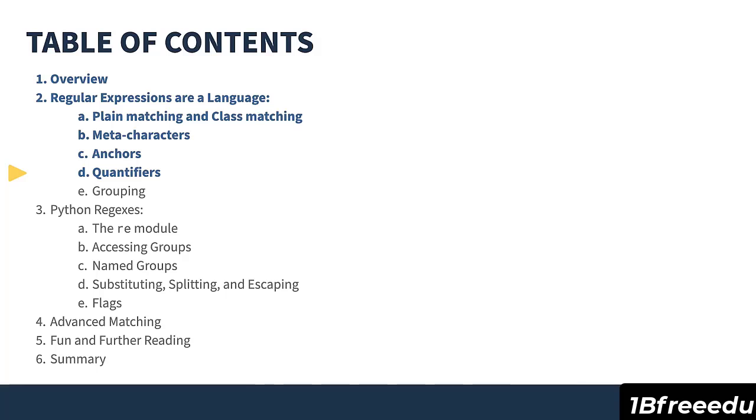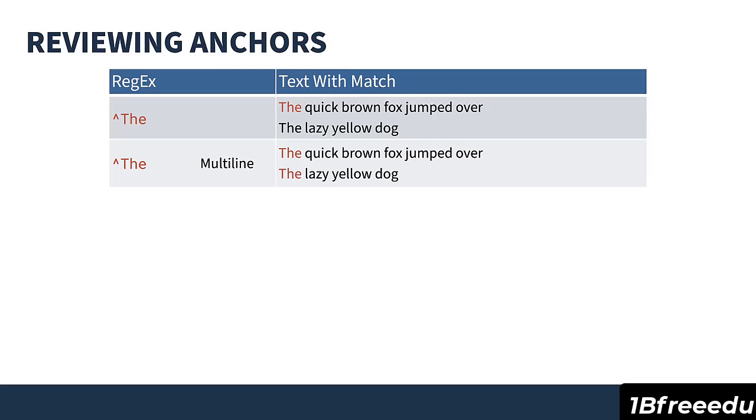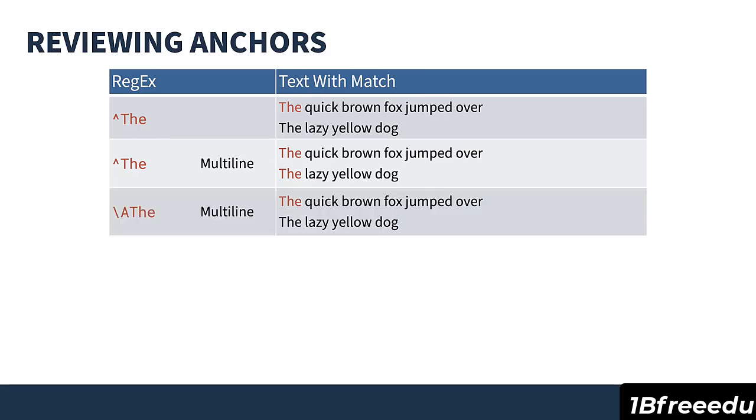In the previous lesson, I showed you how to use anchors to change where the matches happen inside of a string. In this lesson, I'm going to be talking about quantifiers, how to do repetition inside of your pattern matches. First, a little review. The first anchor I showed you was the caret symbol. Caret THE matches the at the beginning of this string. Turning on multiline mode, and the gets matched at the beginning of each of the sentences in this string. Replacing caret with \A, even in multiline mode, only matches the beginning of the string.